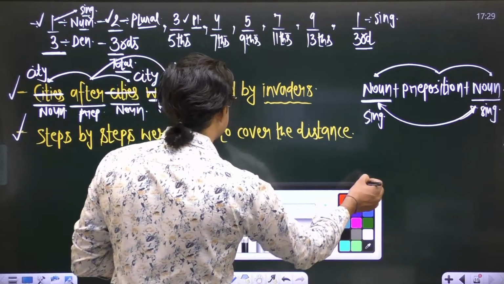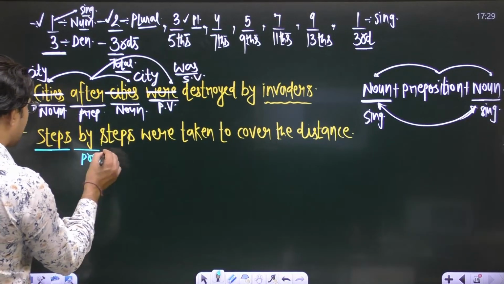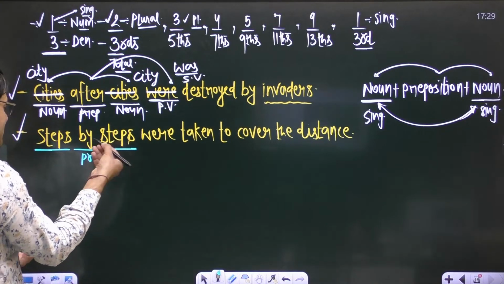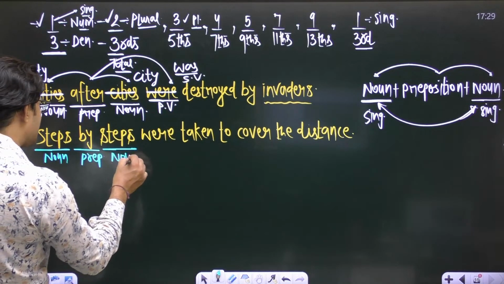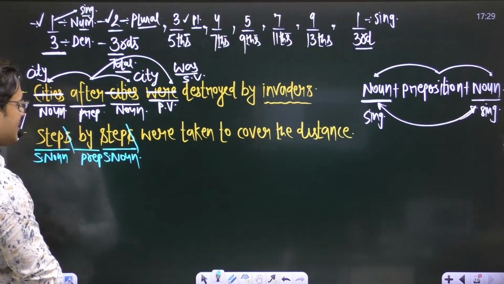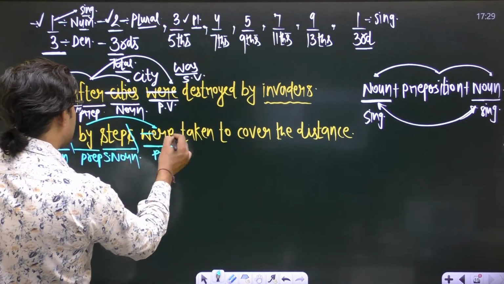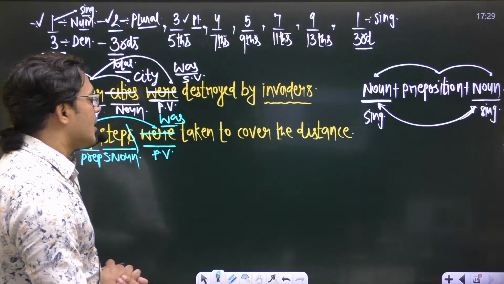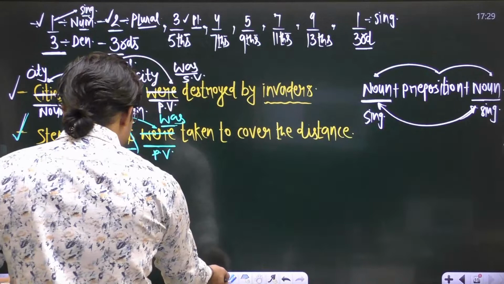Okay, in the second sentence you are getting a preposition "by", and you are finding the same noun before and after the preposition. This one is steps and this one is also steps, so both nouns must be singular, step, and the verb will also be singular. You have to replace the plural verb "were" with "was", so the sentence will be "Step by step was taken to cover the distance", right? So now let's discuss what the concept is.